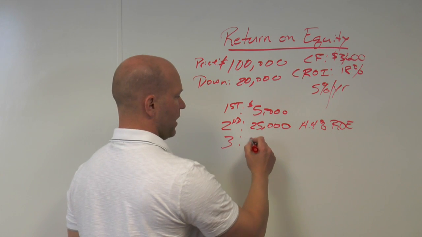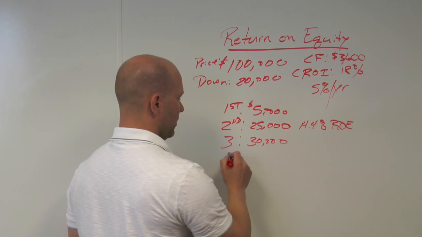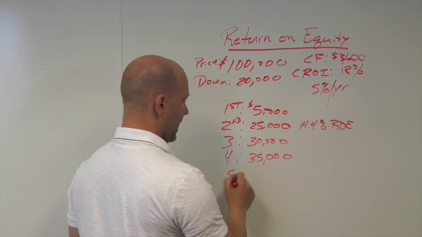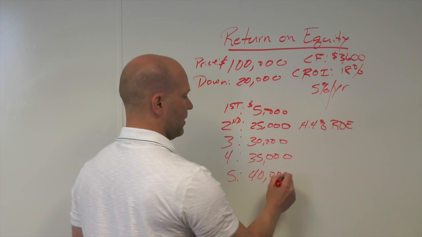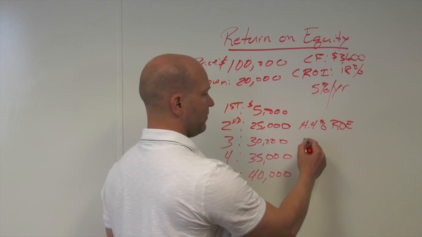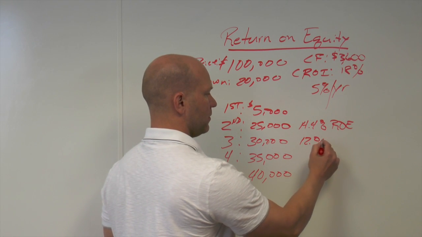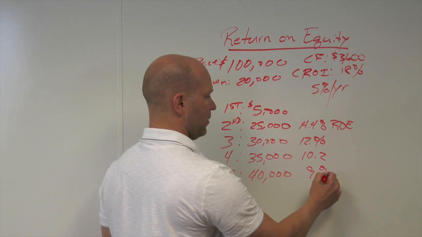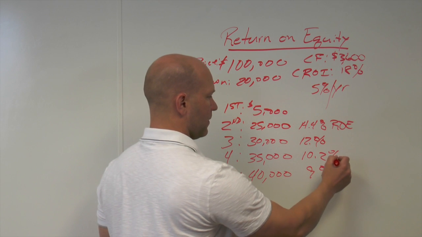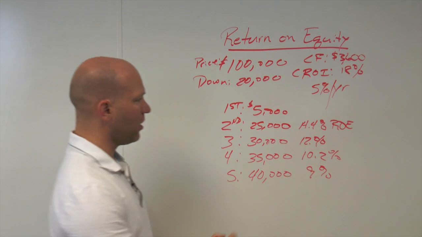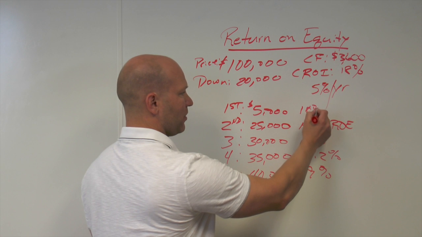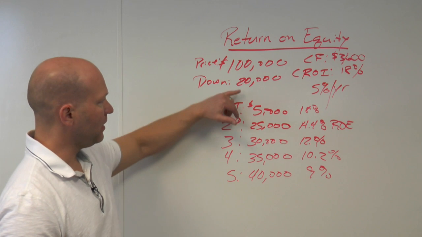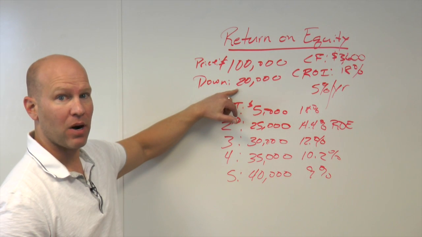Year 3, we've got $30,000 in equity. Year 4, we've got $35,000 in equity. And year 5, we've got $40,000 in equity. All right. So here we have 12%. Here we have 10.2, and here we have 9%. So what you can see is we started at 18%, and now we're all the way down to 9. We've had it cut in half. The reason being, we've doubled the amount of equity in our property.